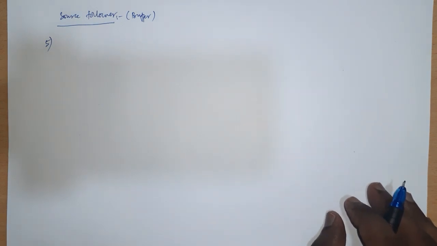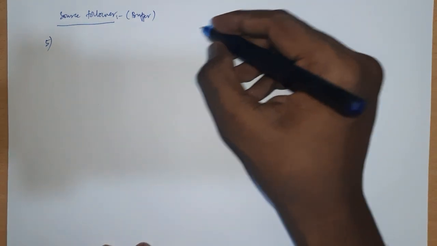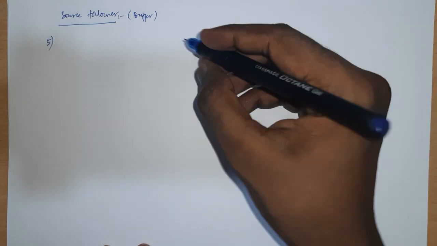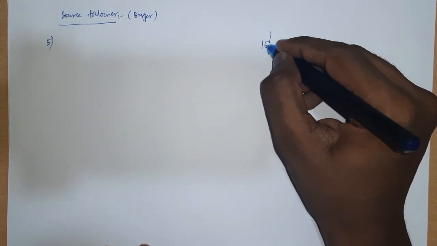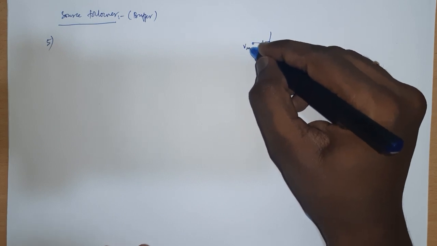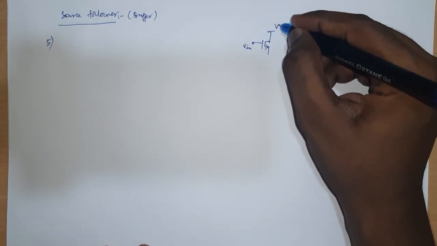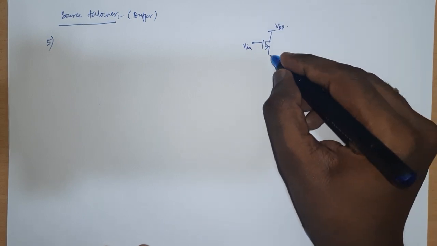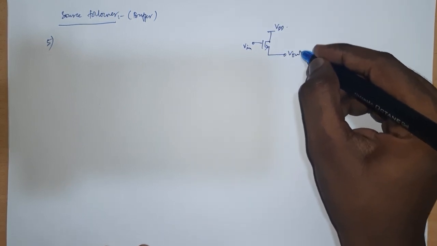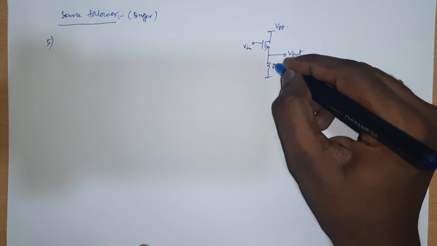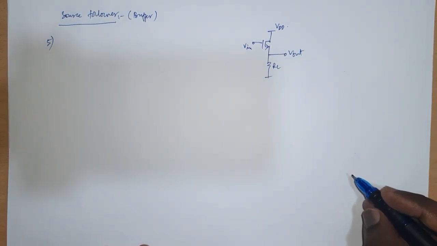Before going into that, let's just briefly discuss what is a source follower. We have done it already, but it's just a recap. You have an input given to the transistor, and then the drain is connected to bias voltage, and the output is taken at the source, with the load RL. This is essentially the source follower.